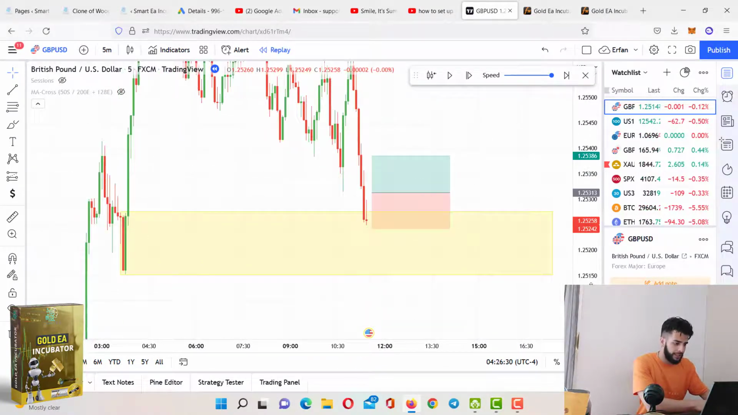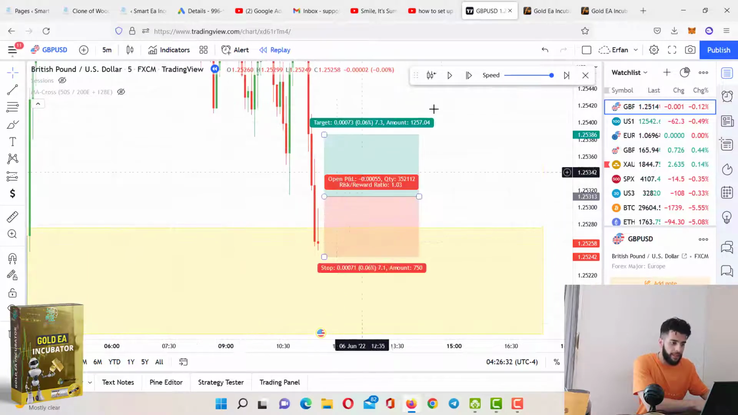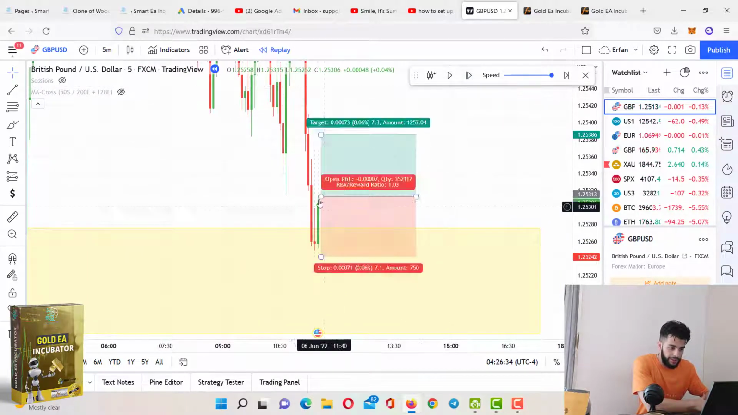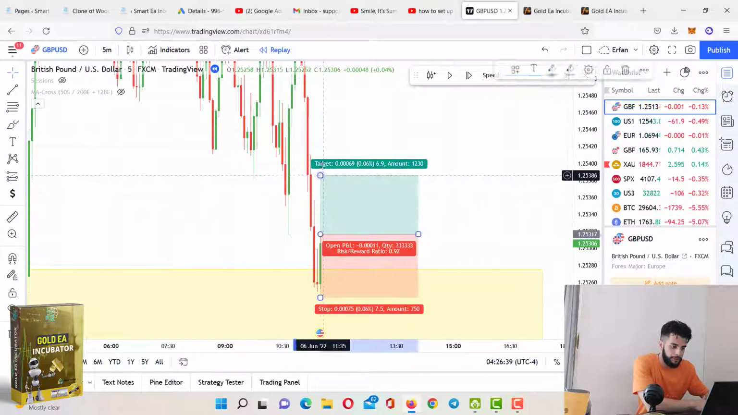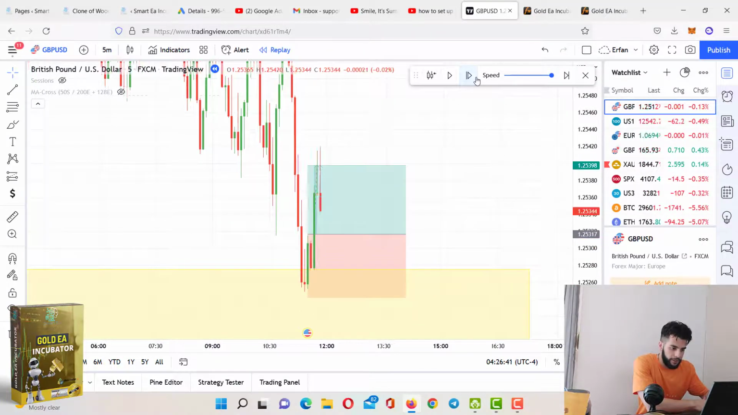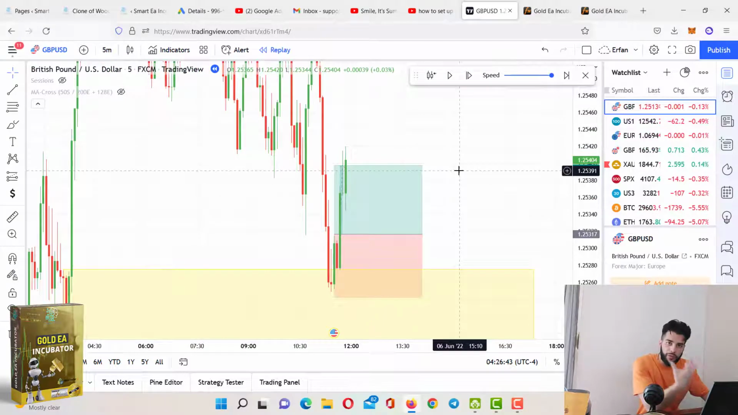And as you can see, it literally tapped into this high probability demand zone here, and then I can wait for better confirmation. As you can see, I can take my position here, put my stop loss here, and my TP somewhere around here. Let's see how it's going to work out. And as you can see, it's going to be a profitable trade.